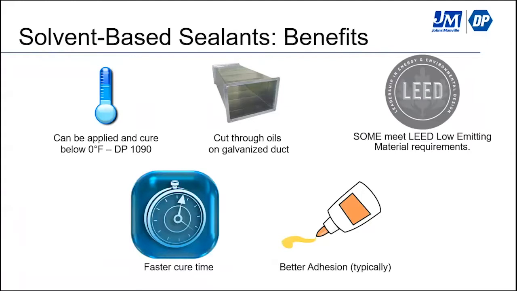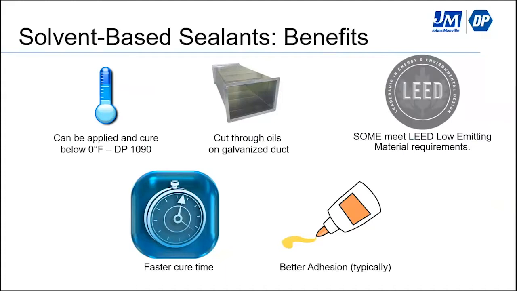The benefits of solvent-based duct sealant. The real benefit of solvent-based duct sealant is you can use it in unfinished buildings in freezing temperatures during the winter. Most solvent-based duct sealers will continue to cure below 32 degrees. Our DP 1090 is a low VOC solvent-based duct sealer that you can actually apply at 0 degrees and below without breaking a caulk gun, and it's still spreadable.